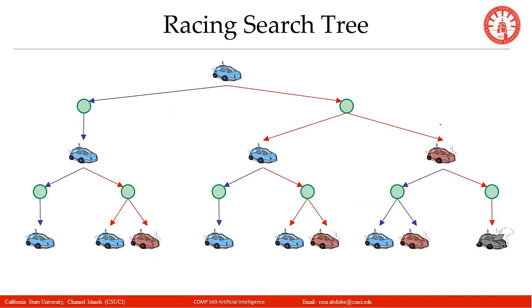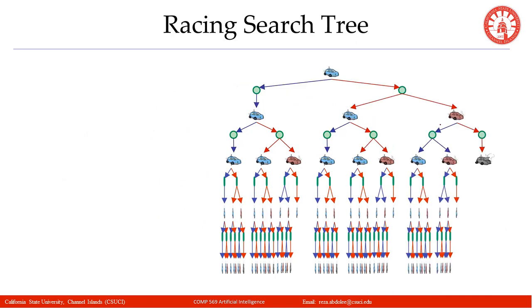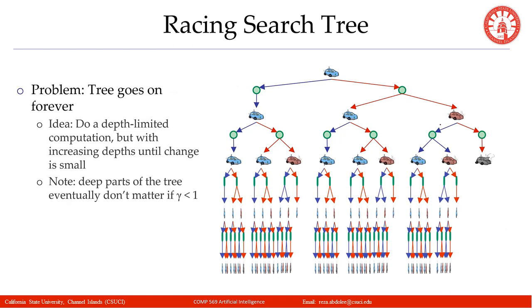Okay, going back to the racing search tree. This is the search tree that we come up with from the MDP of the racing car. Basically this search tree can go on and on and on, because as you can see, there is a loop involved in the state graph. So if you want to continue, you have an option to go on infinitely and forever. So what do we do with this kind of situation? The idea is to do depth-limited computation, but with increasing depth until change is small.